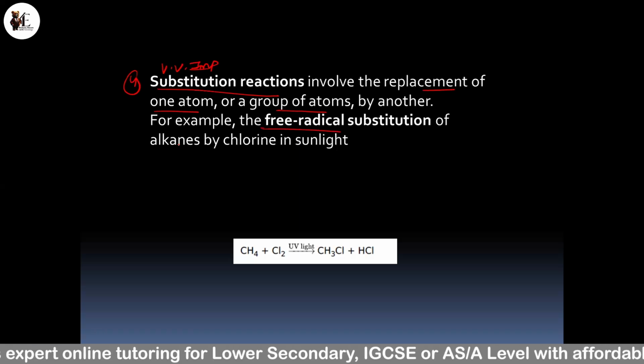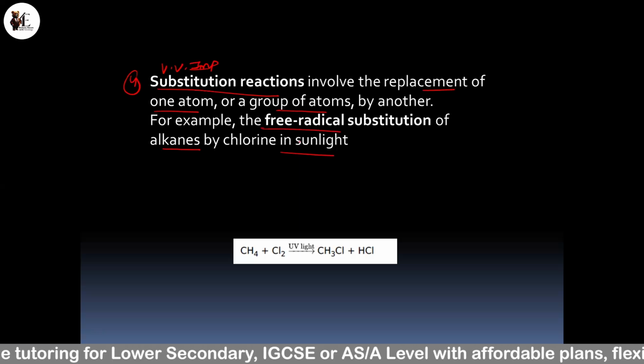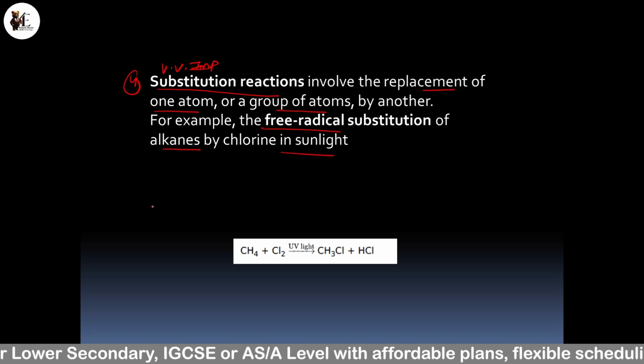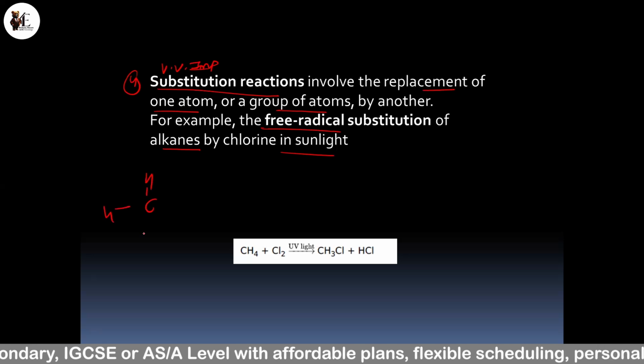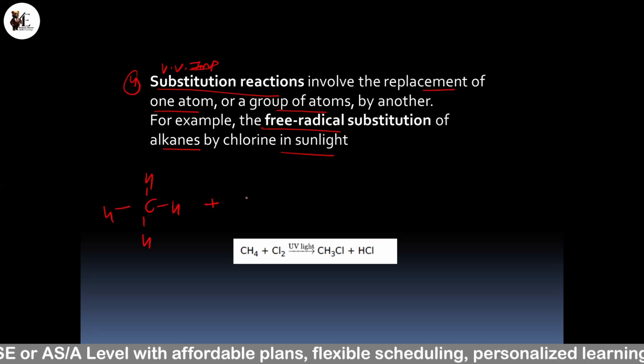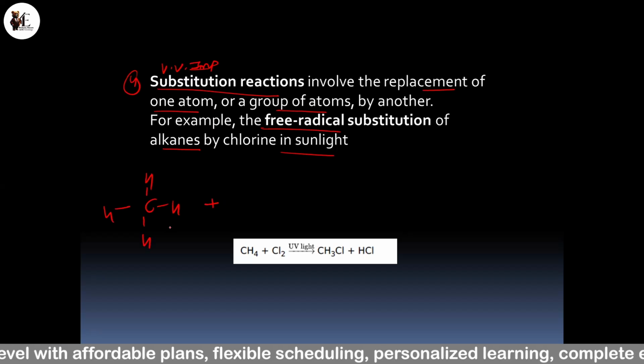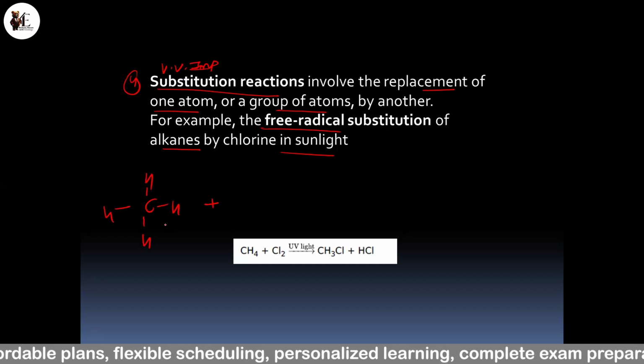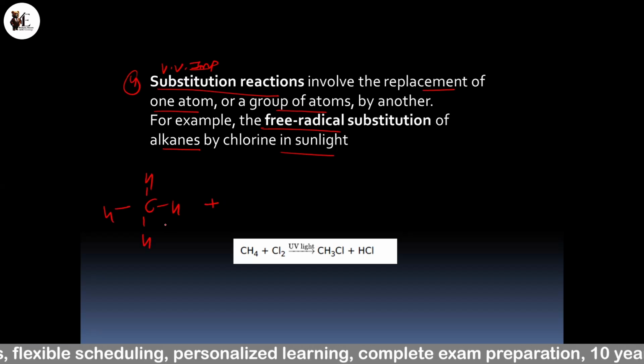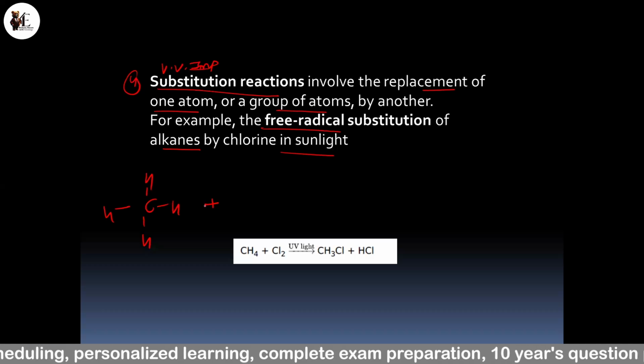For example, the free radical substitution of alkanes by chlorine in the presence of UV light. So this is my methane, CH4, and this is my chlorine. You know that alkanes are generally unreactive. They show only two types of reaction. One is your substitution reaction, and the second is also the substitution reaction with chlorine.